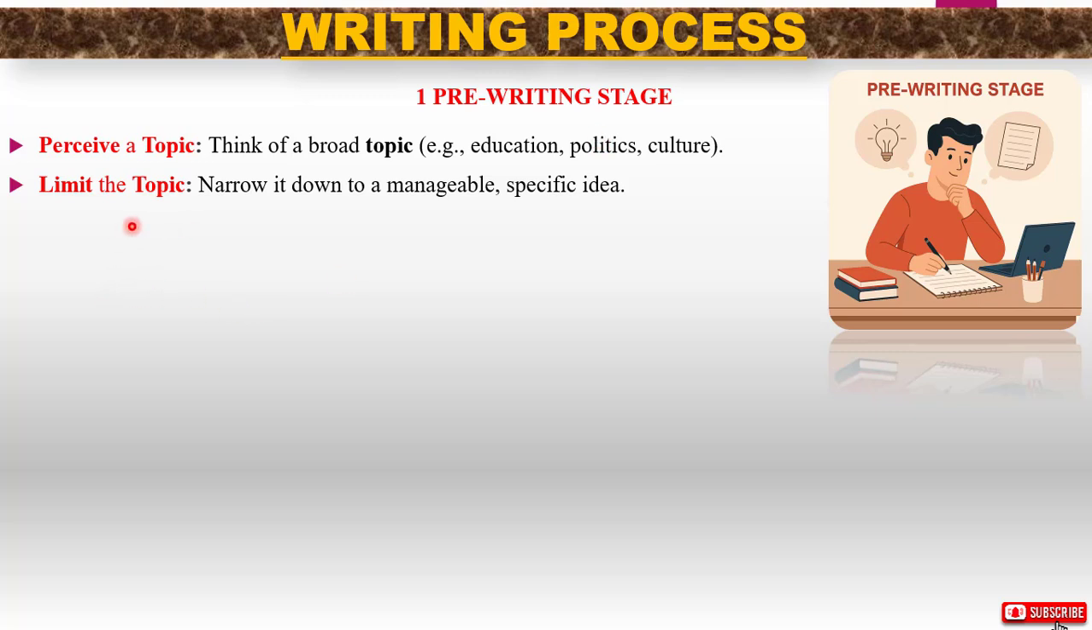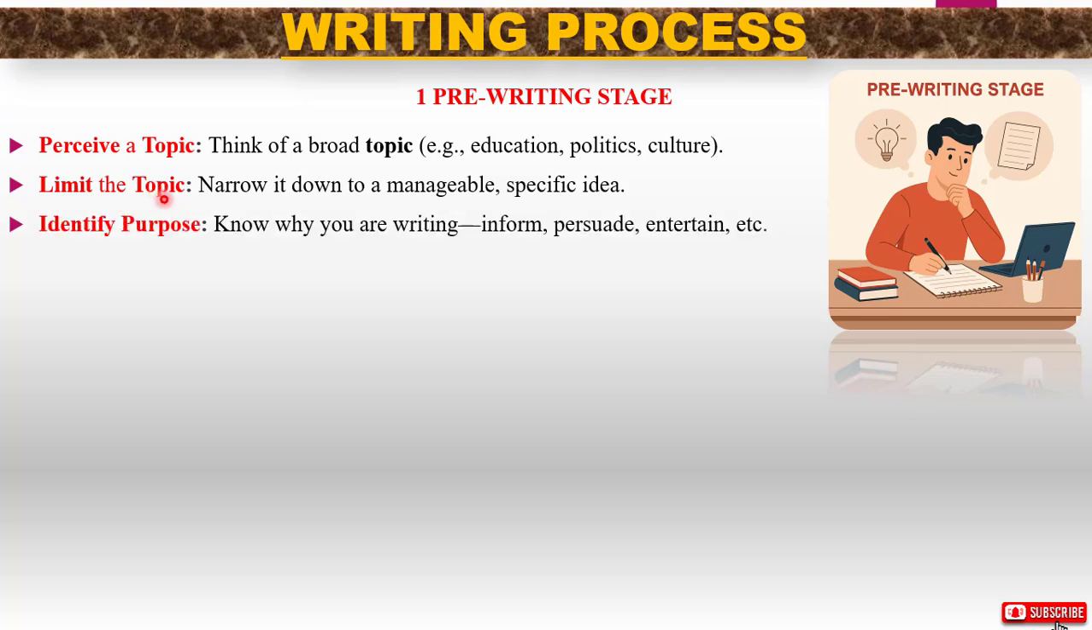You will limit your topic. So you select a topic and then you limit it. The next step is that you should identify the purpose. So why are you even writing this particular composition? Are you writing to inform your readers, to persuade, or to entertain? You must identify your purpose after finding your topic.